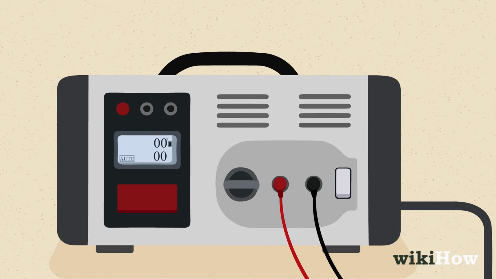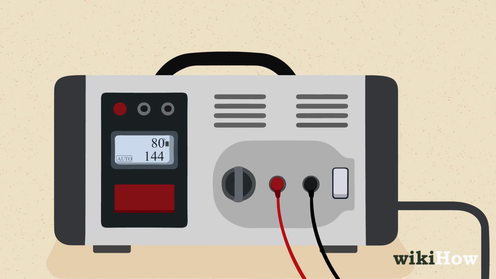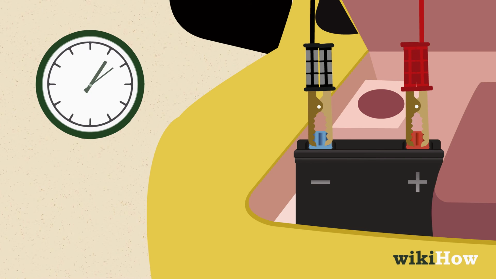If the charger has a digital display that allows you to set the desired voltage, set it to the voltage that's listed on the battery or in the owner's manual for your vehicle. It can take at least several hours to fully charge your car battery.